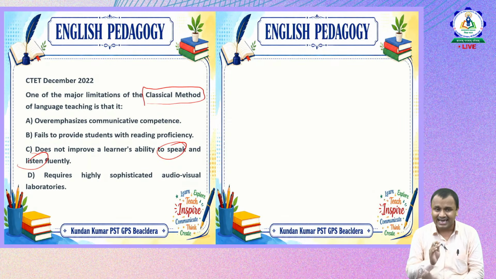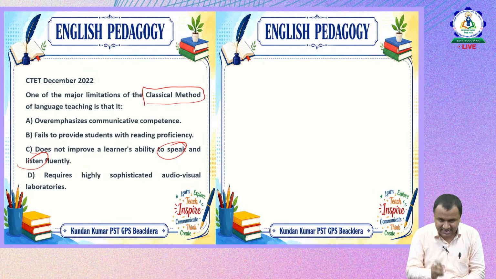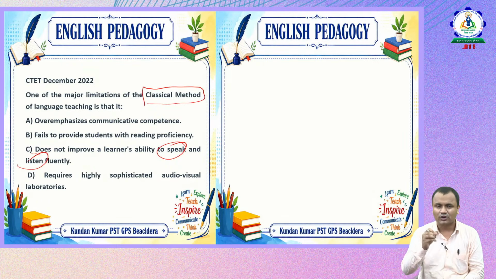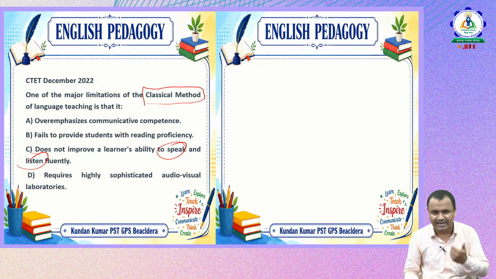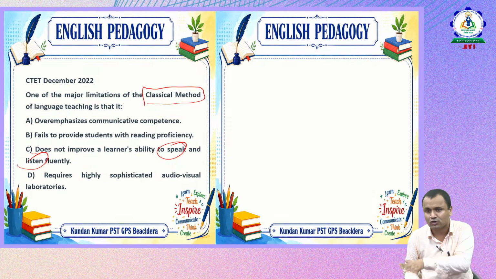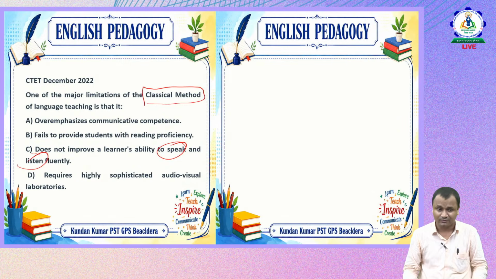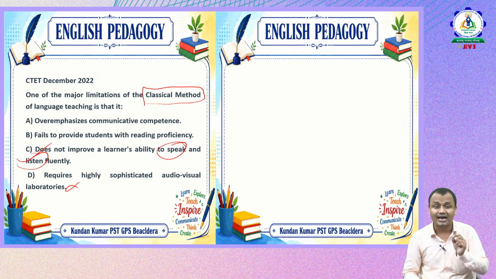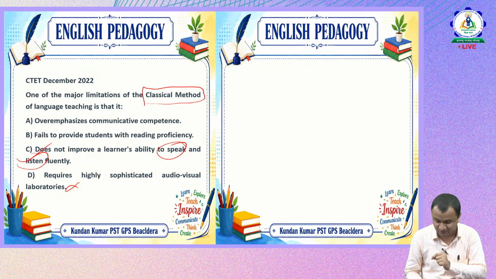Do we need any LTM or proficient teacher or anything while teaching through the classical method or grammar translation method? Answer is no. It can be executed anywhere, anytime. The teacher just needs to know the translation of the particular content into the mother tongue. That is enough. So D is also wrong. We'll go with option C. It does not improve a learner's ability to speak and listen carefully or fluently.